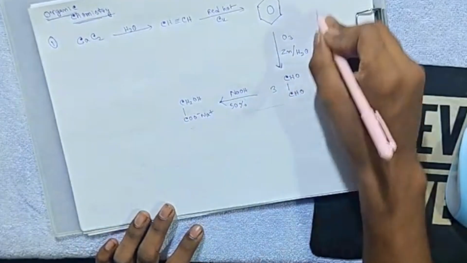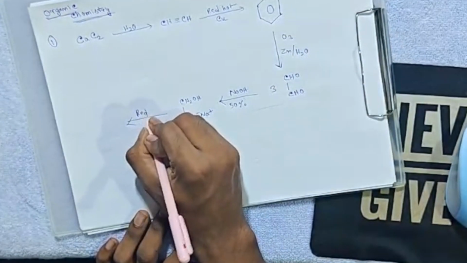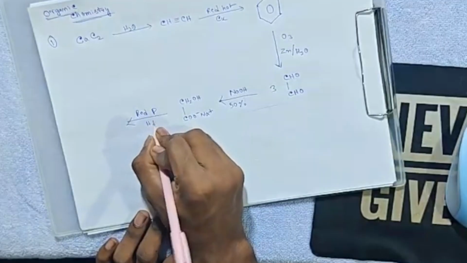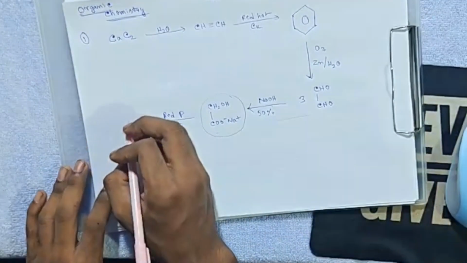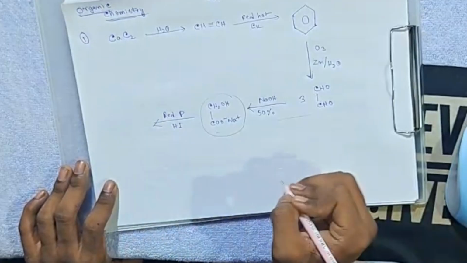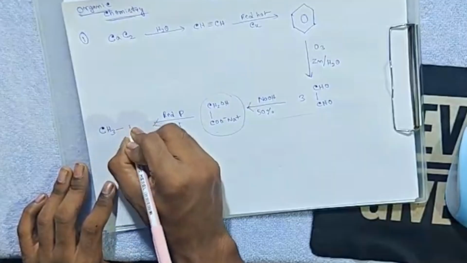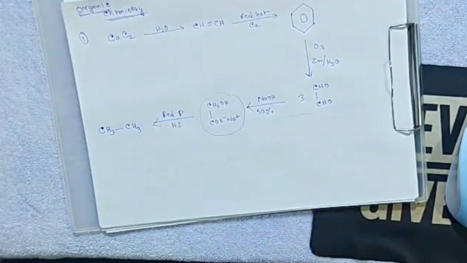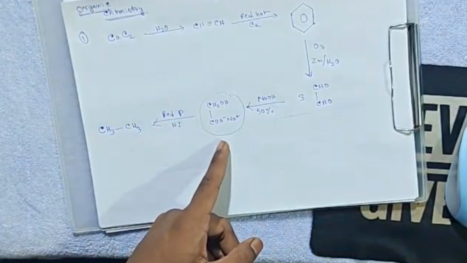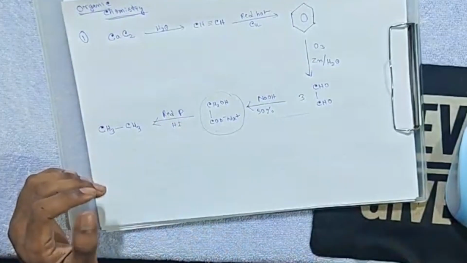This was one reaction, this was another reaction taught. Now if you give red phosphorus and HI to this product, it will get converted to a very simple product, that is CH3CH3. There is no other alternative of remembering this. You have to memorize that from here if we give red phosphorus and HI, this is forming. Simple.